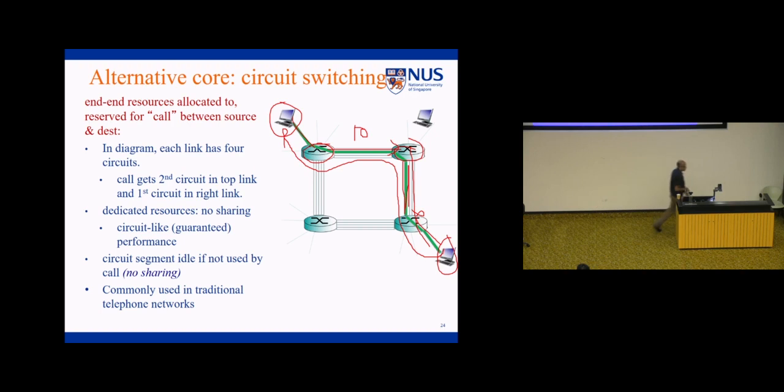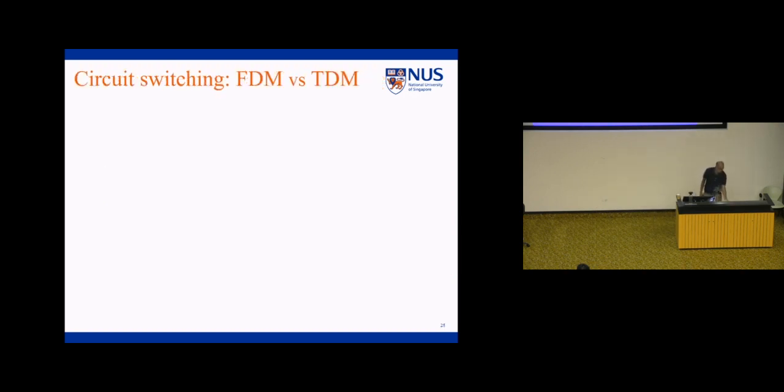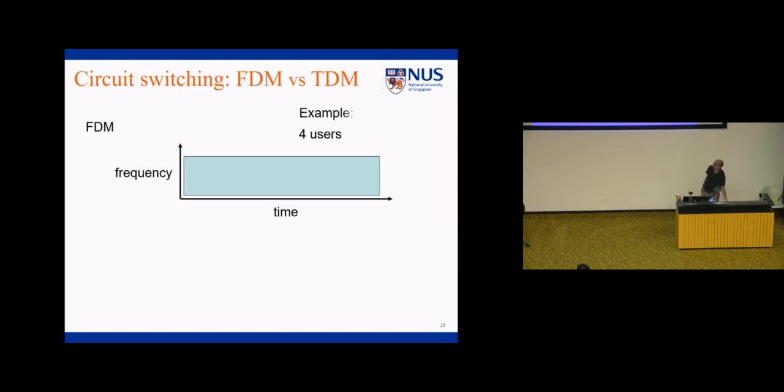And when I talk about setting aside resources, there are many ways you could set aside resources. One is, I can set aside resources in terms of frequency or in terms of time. Let's say I have a cable. What I could do is break it up into different frequencies. Or let's say I have a wireless channel. I could break it up into different frequency bands. You want to reserve something? I will reserve one frequency band for you.